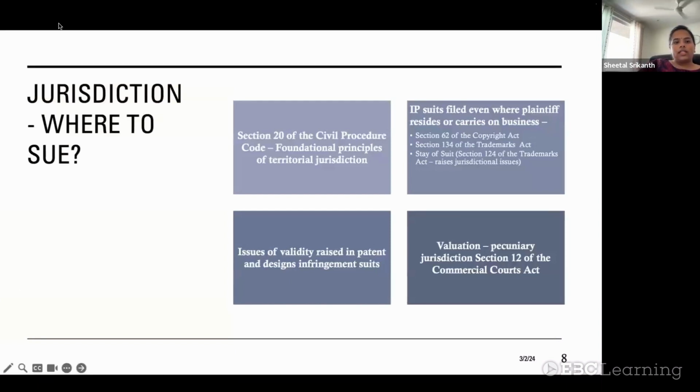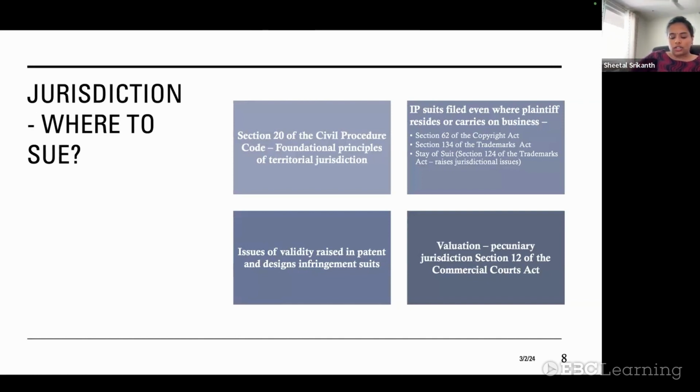Now, when I say jurisdiction, jurisdiction is a concept that is covered under various laws that are applicable to intellectual property disputes as well. Jurisdiction is basically the legal ability of a court to take up a particular dispute. So, jurisdiction is of three kinds. One is subject matter, two is pecuniary, and three is territorial, right?